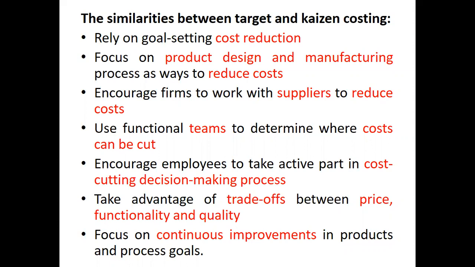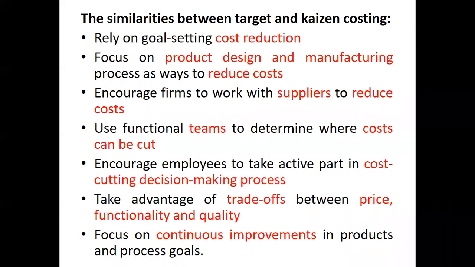What are both used for? For cost reduction: reduce the cost of manufacturing and reduce the cost of the product. After that, both focus on product design and manufacturing process. We are going to reduce the cost in the manufacturing process and product design, and use them for cost cutting. As well as, both encourage firms to work with the suppliers and reduce the cost. So there should be proper coordination between me and my suppliers, me and my stakeholders, which will help us to reduce the cost. Both use functional teams to determine where cost can be cut.